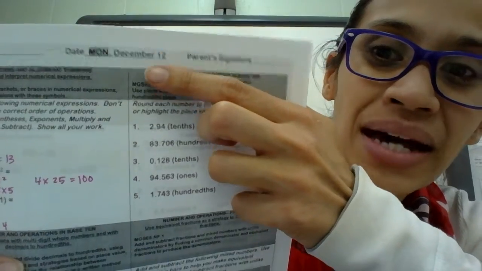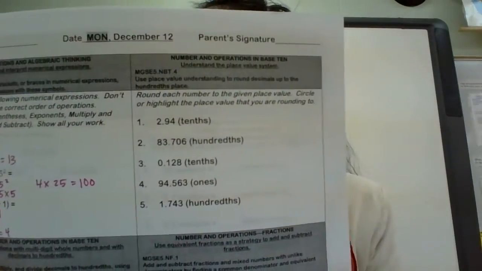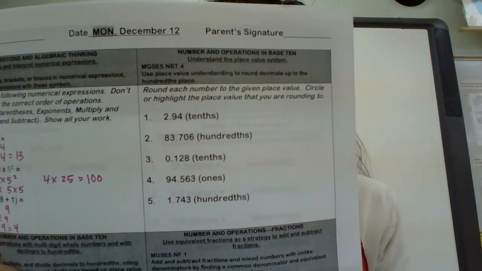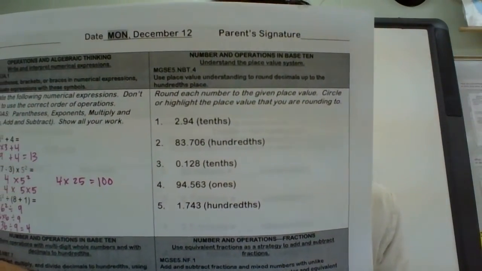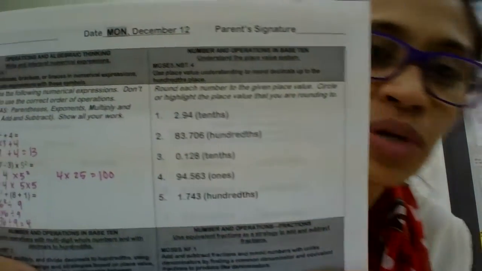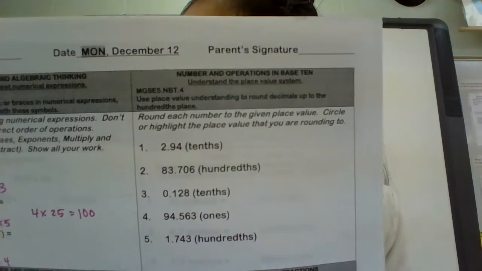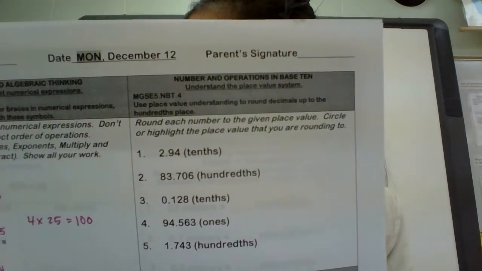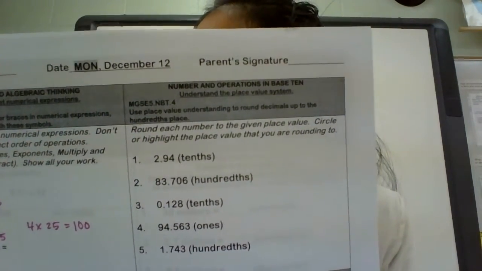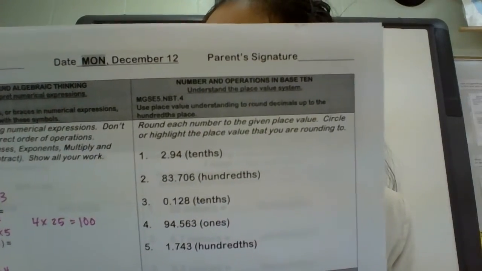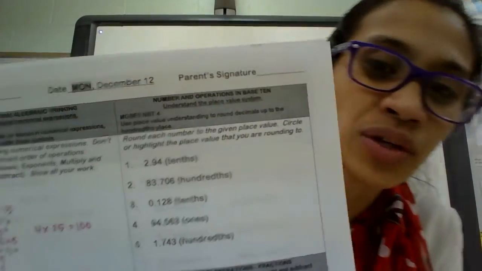It is Monday, December the 12th. And let me read the standard. Read it with me. It says, number and operations in base 10. Understand the place value system. MGSE 5 and BT4. It says use place value understanding to round decimals up to the hundredths place. Round each number to the given place value. Circle or highlight the place value that you are rounding to.